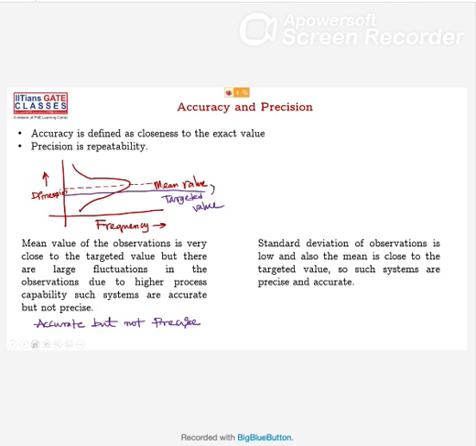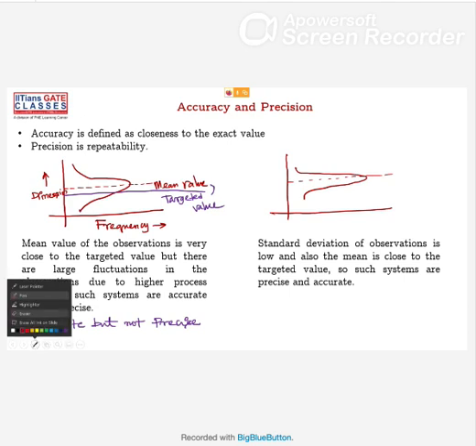Okay, and on the other hand, let me draw the diagram of another thing. If you see, this is having less spread and has some mean value, and you have a targeted value. So this is having less spread, so more precise, and also the mean value is near to the targeted value. The standard deviation observation is low, and also the mean is close to the target value. So the systems are precise and accurate. So accurate and precise.